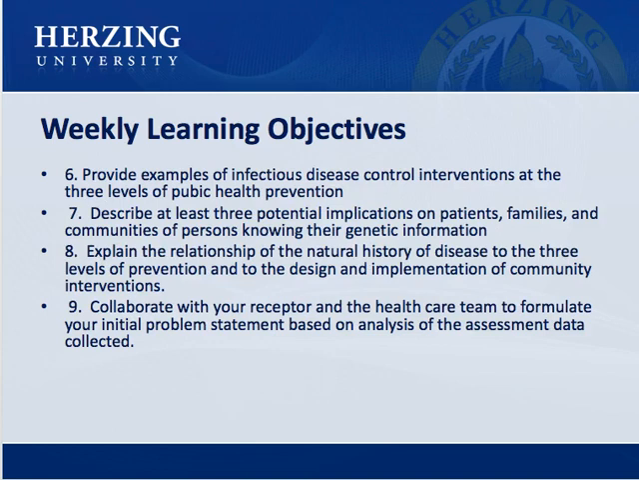Your other learning outcome objectives for this week include: provide examples of infectious disease control interventions at 3 levels of public health prevention; describe at least 3 potential implications on patients, families, and communities of persons knowing their genetic information; explain the relationship of the natural history of disease to the 3 levels of prevention and to the design and implementation of community interventions; collaborate with your preceptor and the healthcare team to formulate your initial problem statement based on analysis of the assessment data collected.